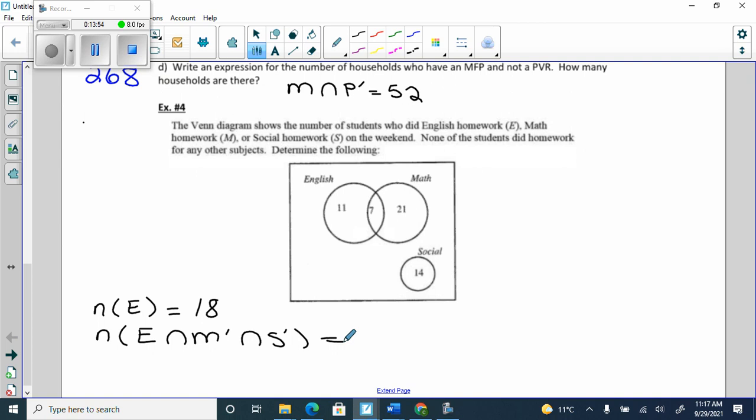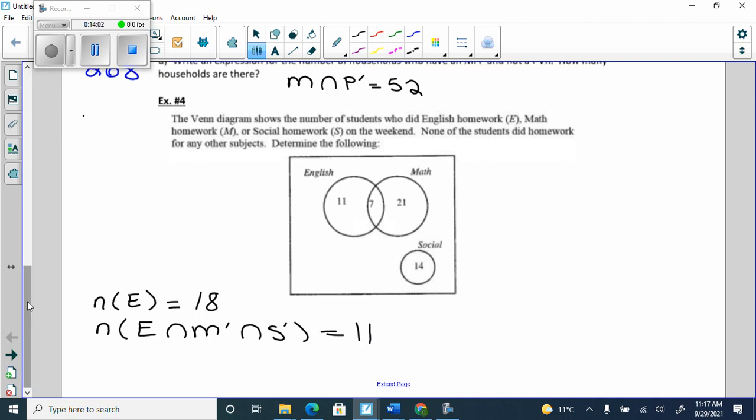Okay. So this means just E only. 11. Then we have n of E or S. What shape is E or S? Snowman. Is there an E or S snowman? No. There technically are just 2 separate balls that are not connected, correct? So we have to do 11 and 7 and 14. So 11 and 7 is 18 plus 14 is 32.